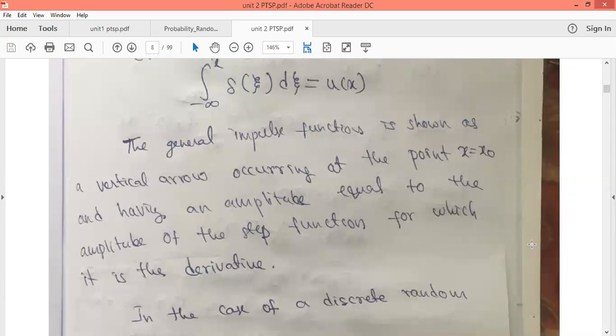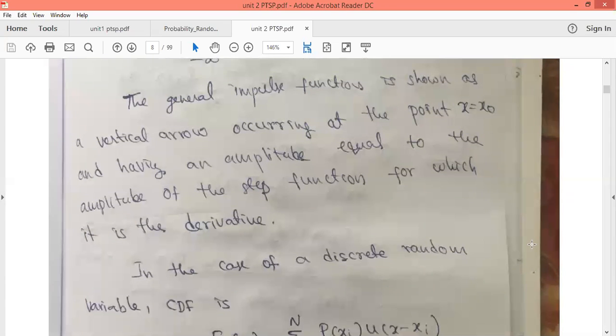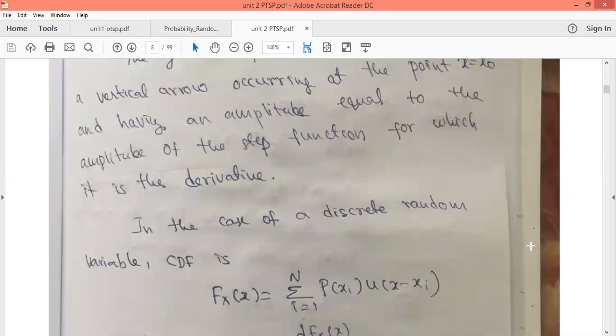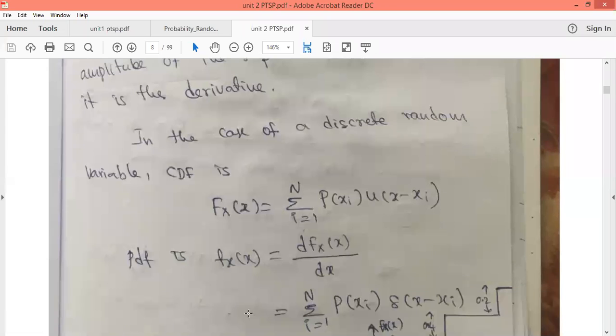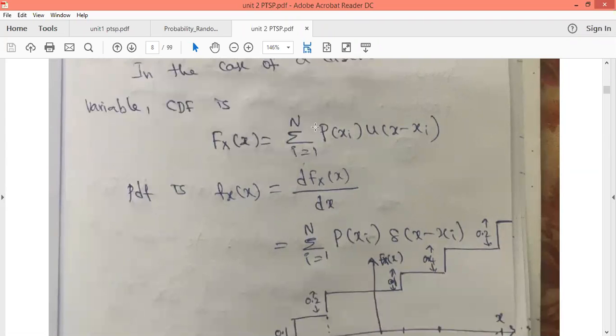Here, how do we use this impulse function to denote a discrete random variable? For example, the cumulative distribution function is given as capital Fx of x is equal to summation i equal to 1 to n p of xi u of x minus xi. What is the density function? The density function is given as small fx of x is equal to dFx of x by dx. Here p of xi is constant.